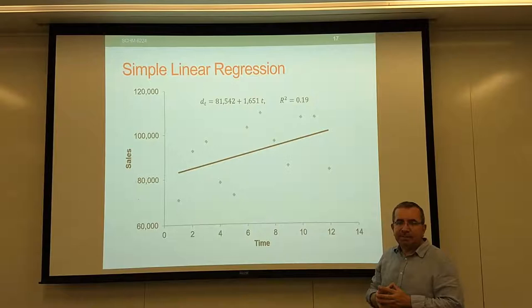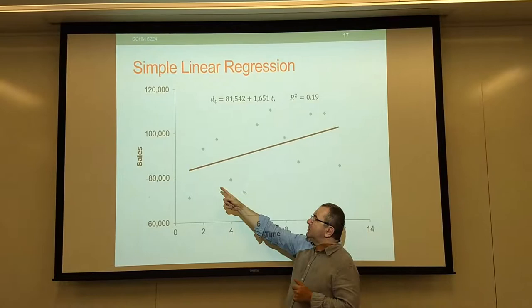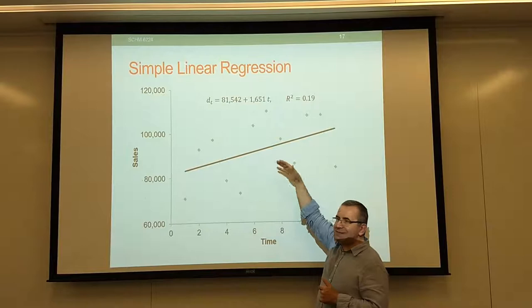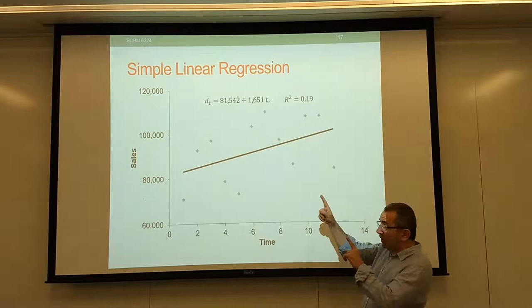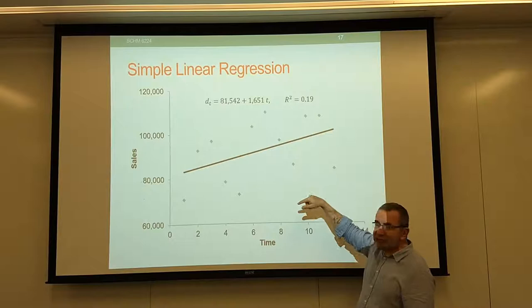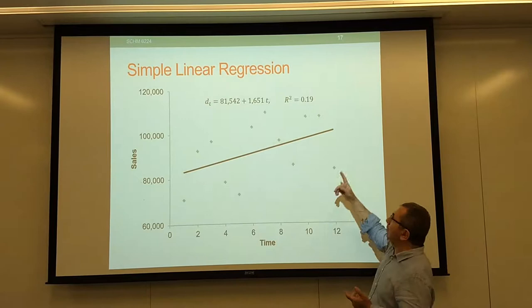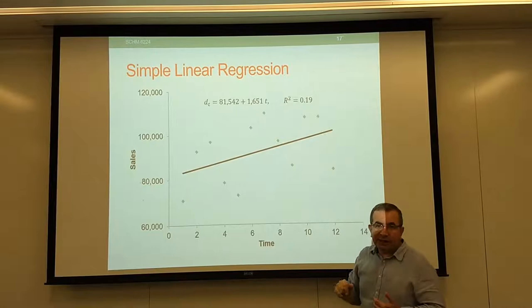Now, it's a little bit low because this is a straight line, okay? This does not account for seasonality in the data set. So this particular regression model ignores seasonality, and as a result, it does not explain more of the variation in sales.